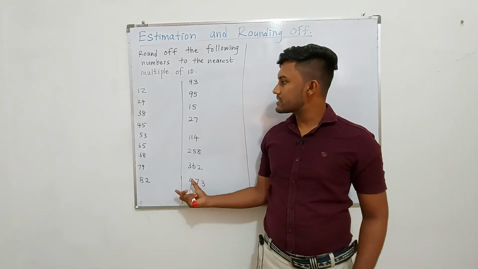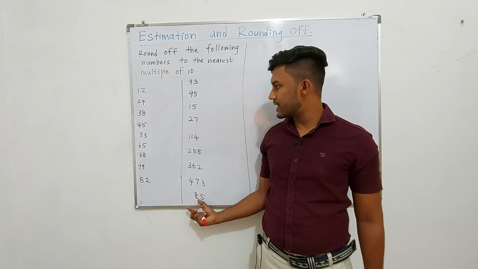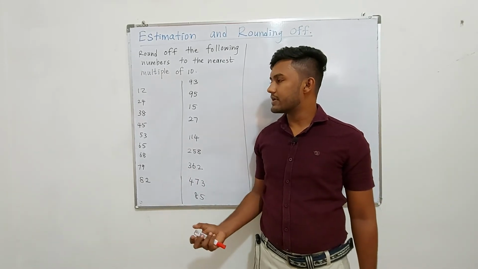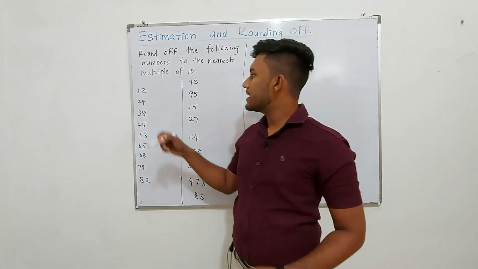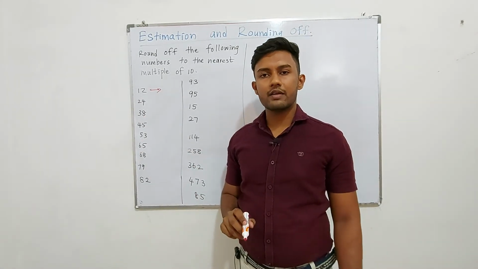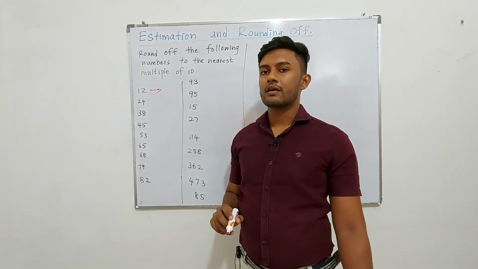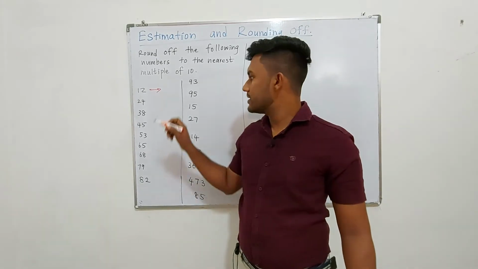Then here, dear students, we have some numbers to be rounded off to the nearest multiple of 10. Here we have the value 12. When 12 is rounded off to the nearest multiple of 10, what is the answer? It is in between 10 and 20. Then it is near to 10.